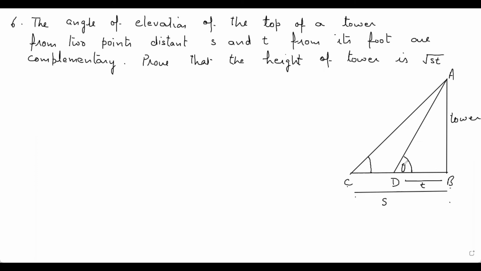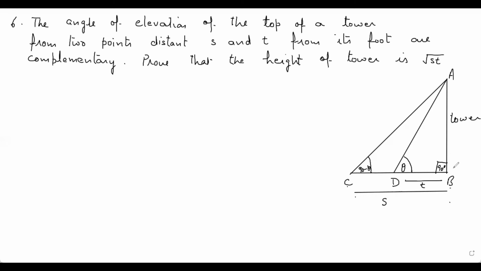Let this be theta, then this is 90 minus theta. Now let me read the statement again. The angle of elevation of the top of a tower from 2 points distant S and T from its foot are complementary. So if one angle is theta, the other is 90 minus theta. If I take this angle as theta, this is 90 minus theta.